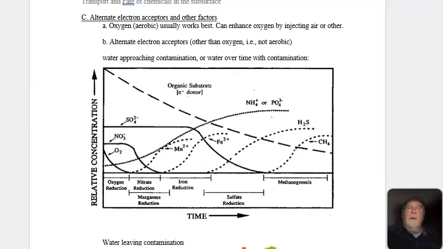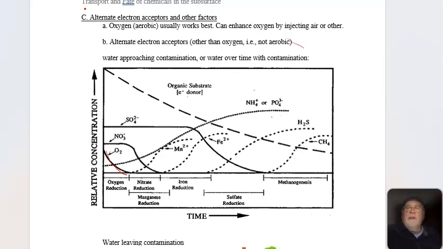So if water is approaching the contamination or approaching a food source in general, the oxygen will be used up by the bugs, and then the nitrogen will be used up by different bugs. And once the oxygen and nitrogen is gone, then the sulfate will be used up. And once the sulfate is gone, then the iron will be used up. And what it does, it uses the iron from the soil, which is an Fe3 plus oxidation state, and it oxidizes it to Fe2 plus, which is soluble.